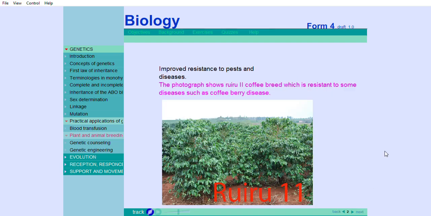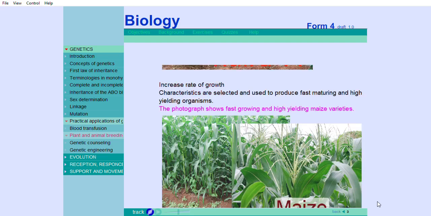Improved resistance to pests and diseases. The photograph shows Ruiru 11 coffee breed, which is resistant to some diseases such as coffee berry disease. Increased rate of growth. Characteristics are selected and used to produce fast-maturing and high-yielding organisms. The photograph shows fast-growing and high-yielding maize varieties.